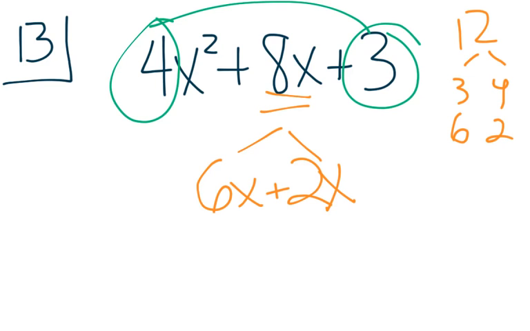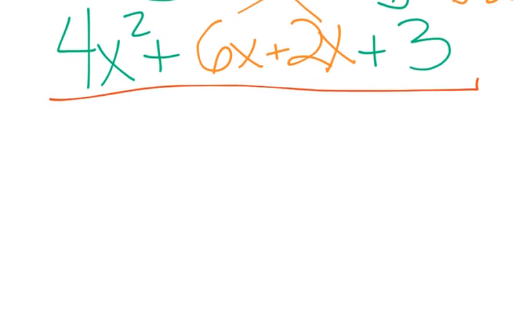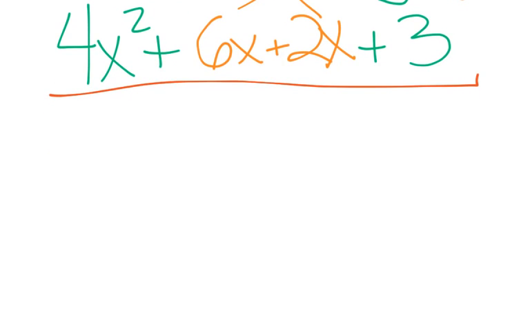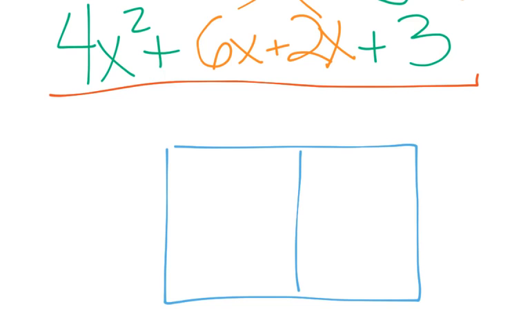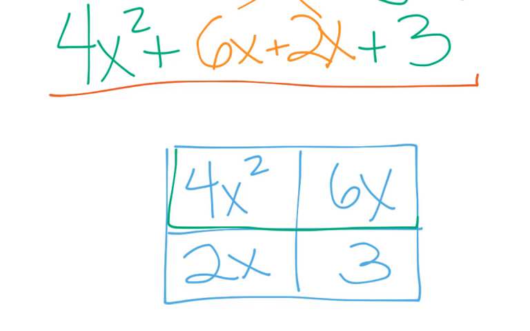Okay? And then we can carry down these two terms, this 4x squared and this 3. So we have 4x squared plus 6x plus 2x plus 3. Now we have our four-term polynomial that we can put in our box. So we are going to say 4x squared, 6x, 2x, and 3. So in our first row, we're going to look for what these two have in common.